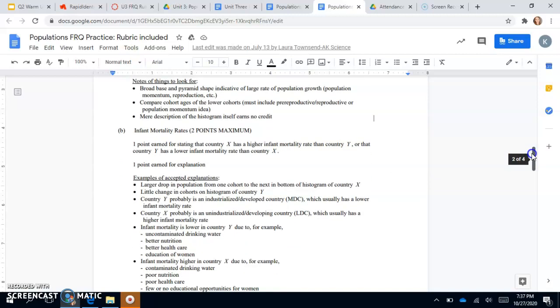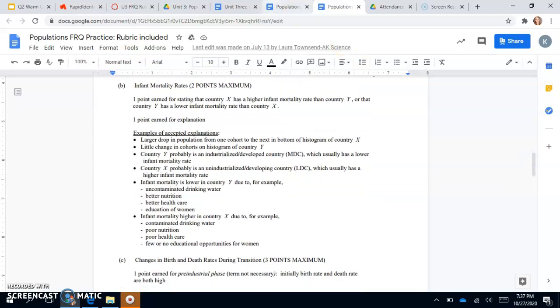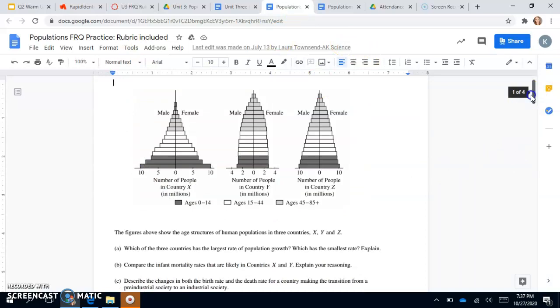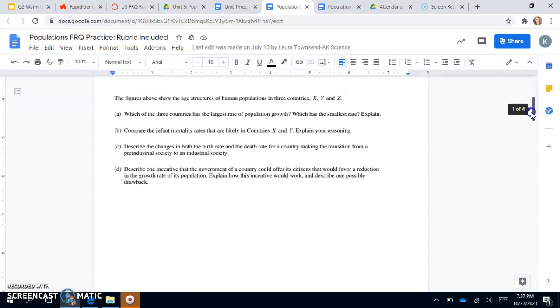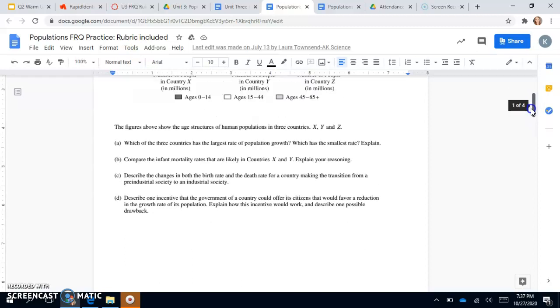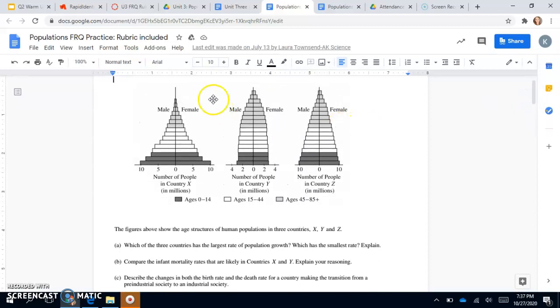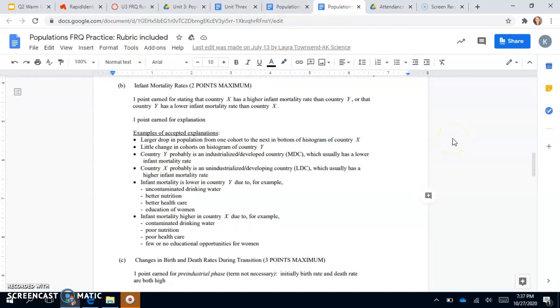So let's go ahead and look at B. So these are infant mortality rates. So question B asks, compare the infant mortality rates that are likely in countries X and Y and explain your reasoning. So here we've got our developing country, and then here we have our developed country in Y. So X would be something more like Nigeria, whereas Y would be something more like the United States. So you can get 1 point earned for saying that X would have a higher infant mortality. And then you can get 1 point for the explanation. So we're up to 5 total points here because we can get 2 in B.